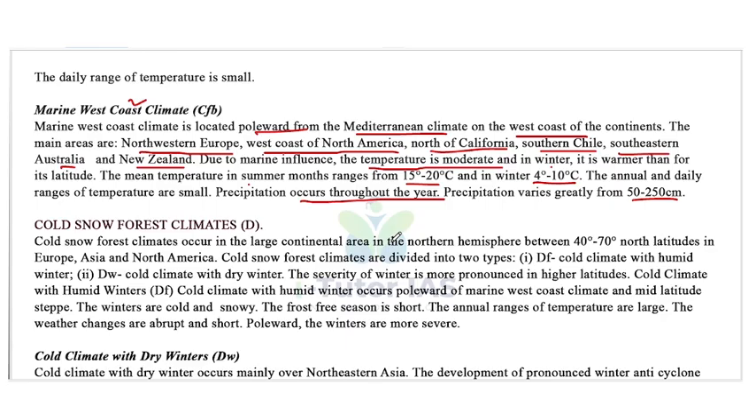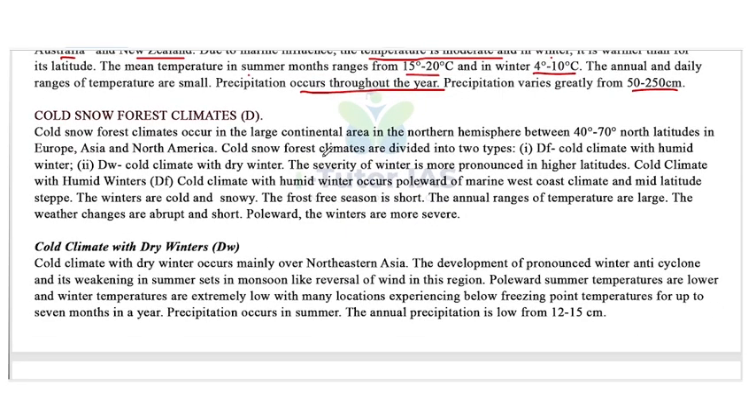Now, cold snow forest climate, D. Cold snow forest climate occurs in a large continental area in the northern hemisphere between 40 degrees to 70 degrees north latitudes in Europe, Asia, and North America. Cold snow forest climate is divided into two types. Df, that is cold climate with humid winter, and Dw, cold climate with a dry winter.